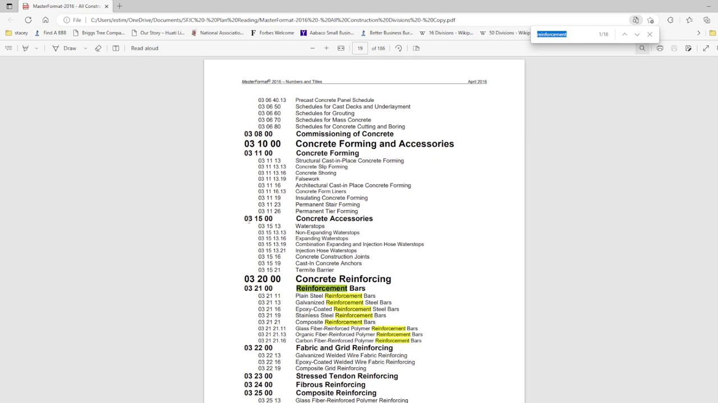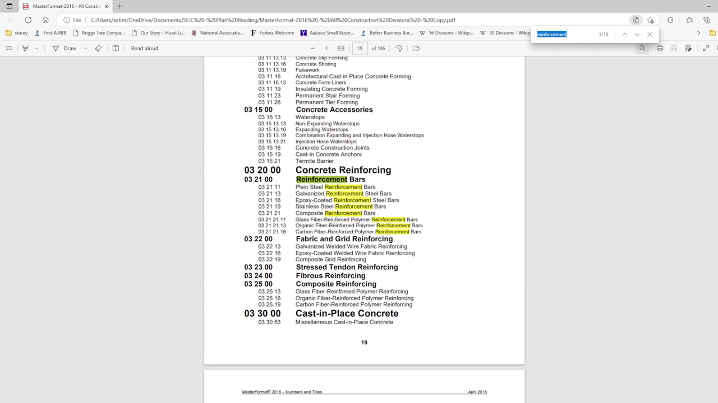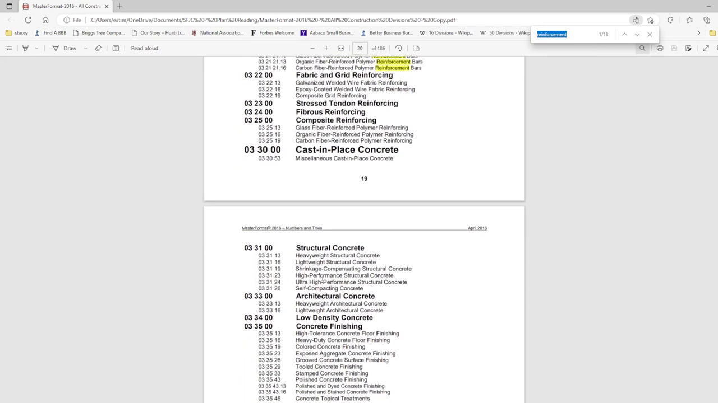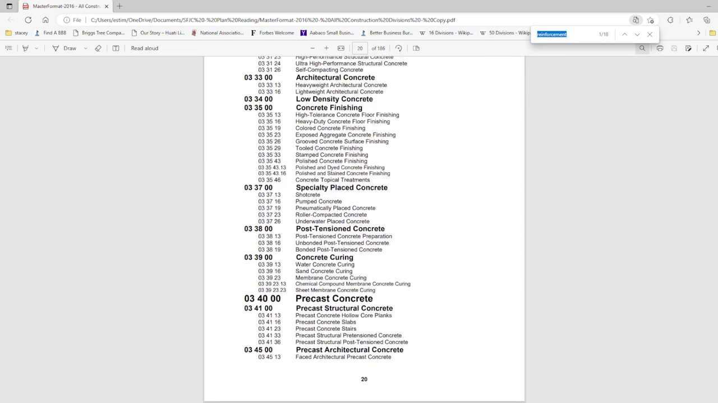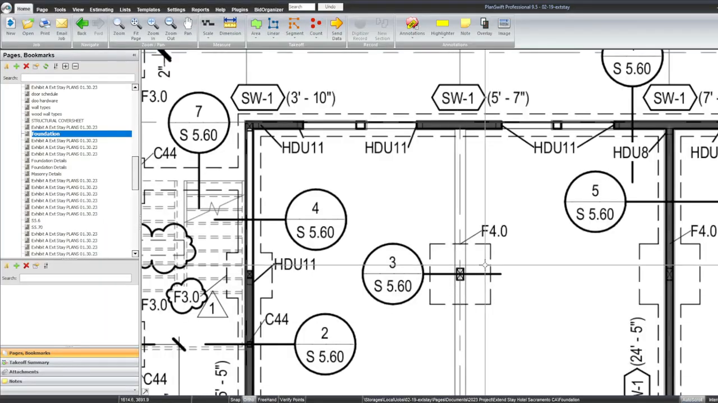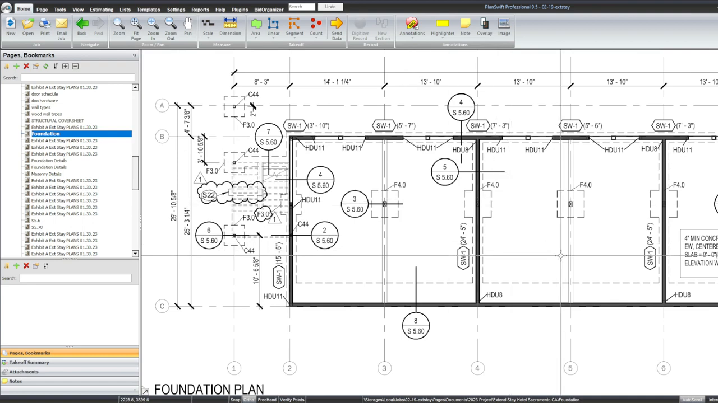Okay. So your concrete division is 03. It will tell you everything about how your concrete is specified. Remember, we're looking at this in terms of being an estimator, trying to find our specification. Okay, so that's that. So let's get to the business of, what are we looking at?